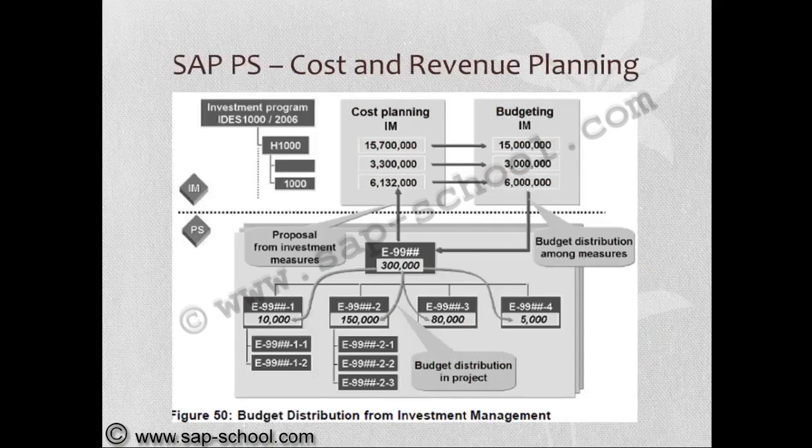So this is the integration between the investment program and project system. In the investment program, by the investment program types, the budget will be passed to individual projects. That is the budget distribution among the measures.